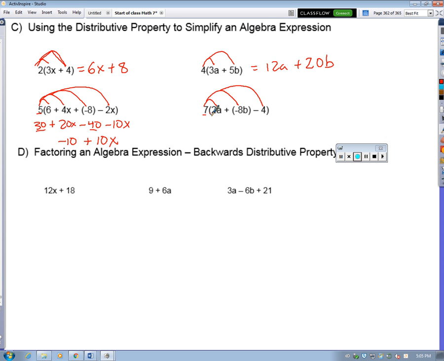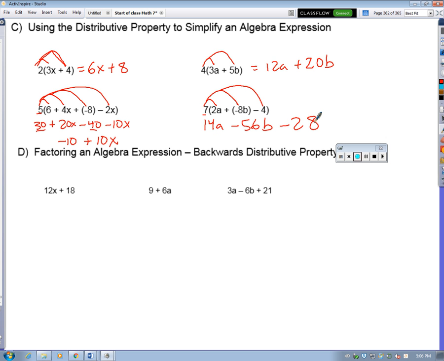So the first one here, 7 times 2a, that's going to give us 14a. What is a? Don't know, don't care to know. 7 times negative 8 is going to give us negative 56b. 7 times negative 4 is going to give us negative 28.